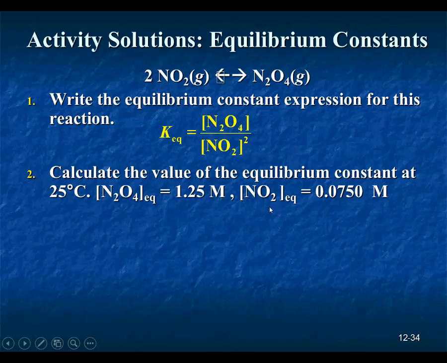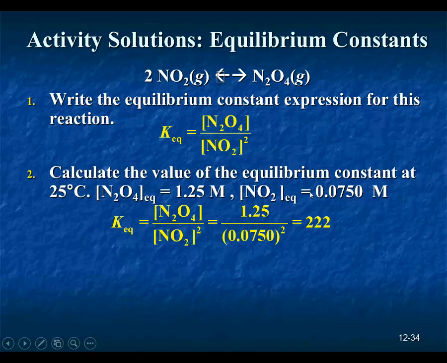And if the nitrogen dioxide is maintained at a concentration of 0.0750 molarity at equilibrium with no net change, well, in that situation, I can plug those molarities into my equilibrium constant expression equation and calculate an equilibrium constant. So if I go ahead and do that, I plug in the molarity of my products over the molarity of my reactants. Remember, since the coefficient is a 2 for the reactant here, I need to square that molarity. But I calculate the equilibrium constant is a value of 222 at this temperature and this set of conditions.